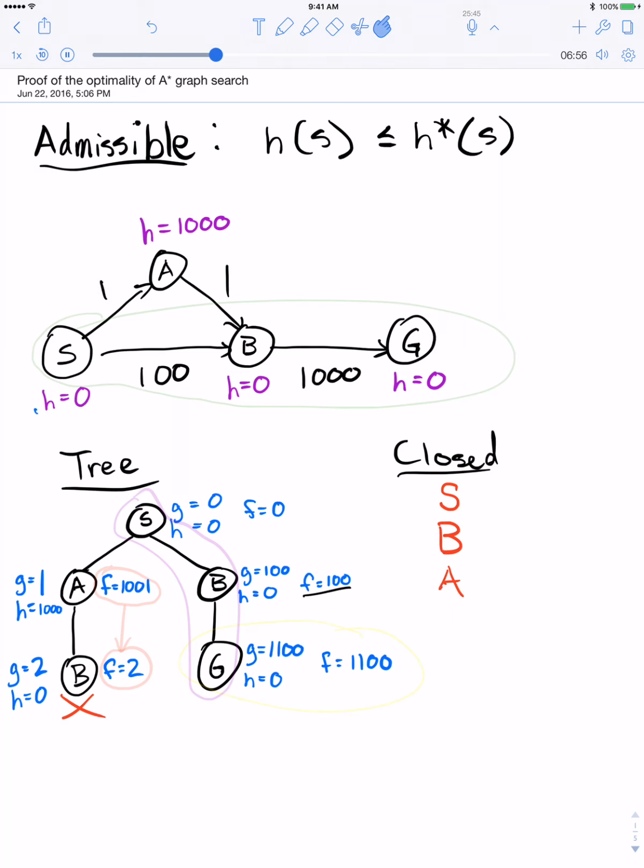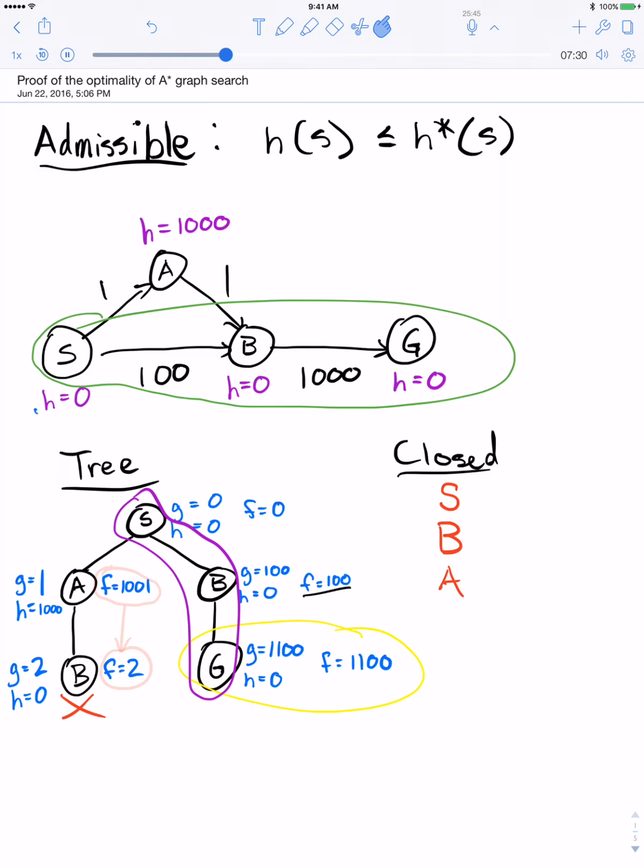And now the fringe is only this G over here. We expand that, see that it's a goal state, and return this node. And the path that we get is SBG up here. SBG. Clearly suboptimal. Cost 1,100 where there exists a path of cost 1,002. So what went wrong here?